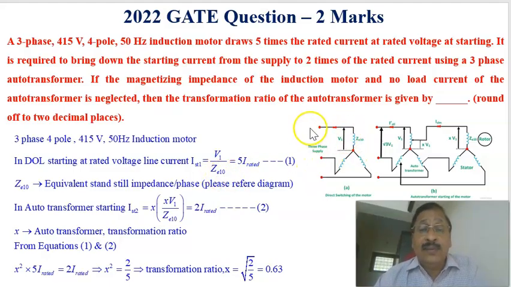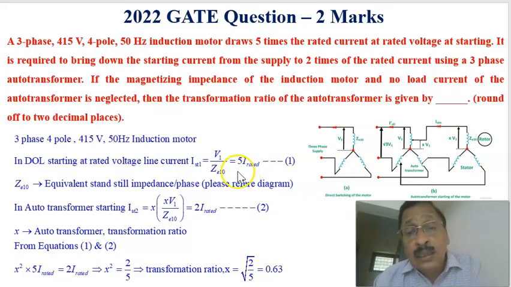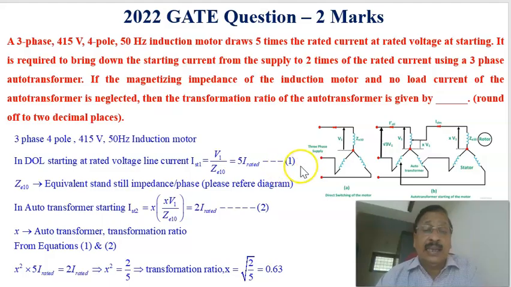Therefore, when directly applying this voltage, the phase voltage is V1, or the line voltage is root 3 times V1, and this current is given by V1 divided by Z01. When a DOL starter is used, it takes 5 times the rated current. Therefore that is equal to 5 times I rated. I am marking it as equation 1. Here, Z01 is the equivalent standstill impedance per phase, that is this impedance.